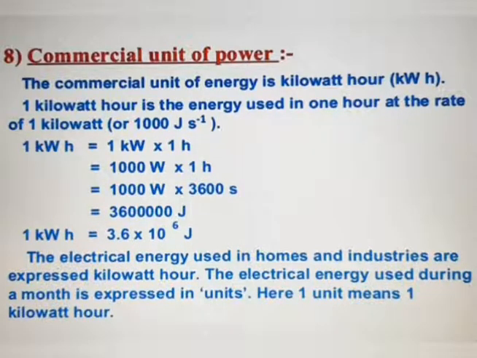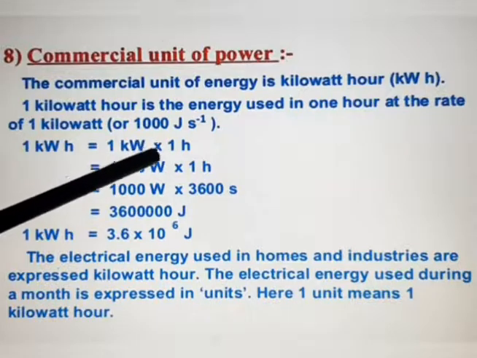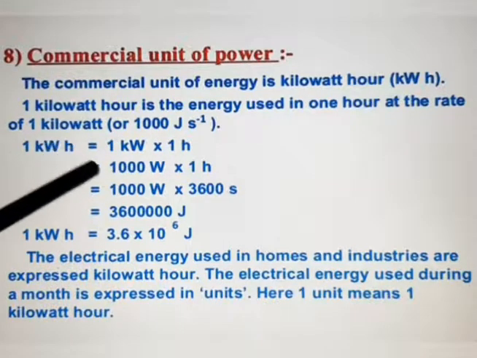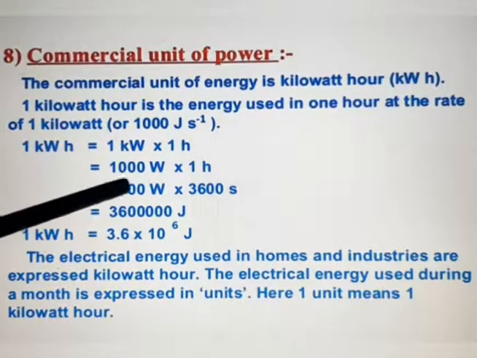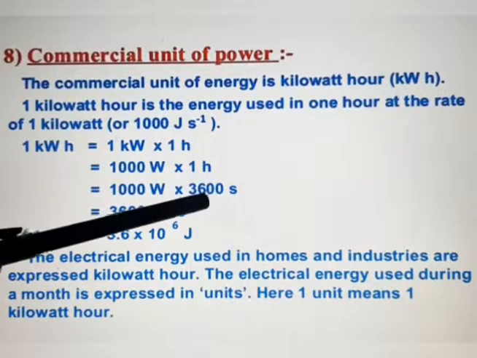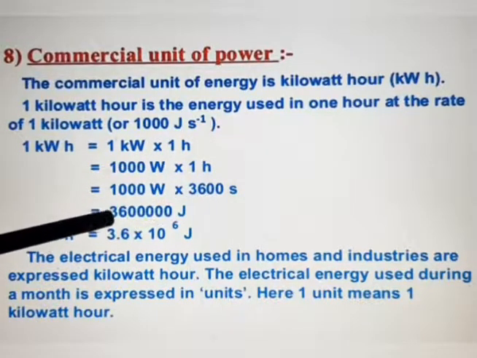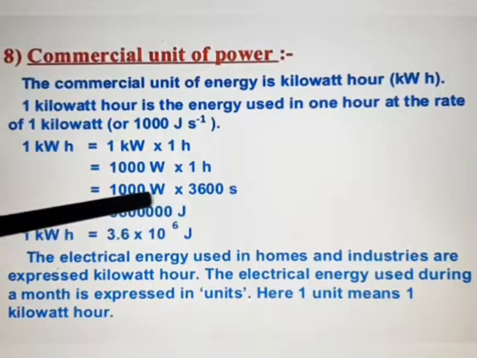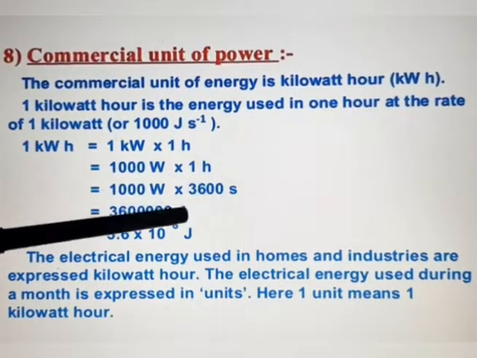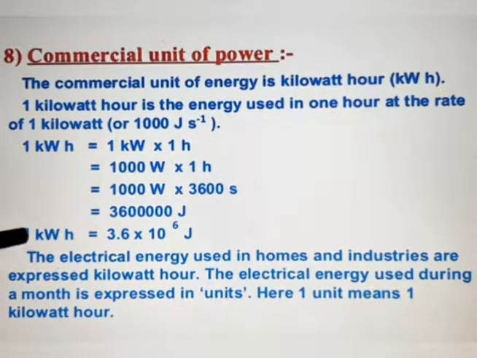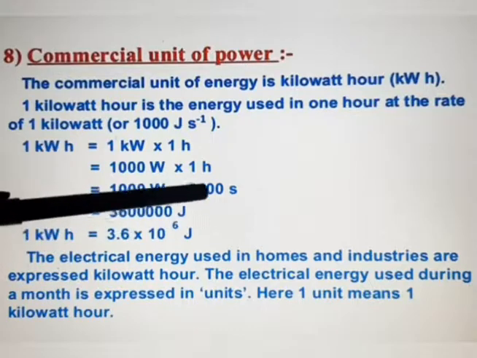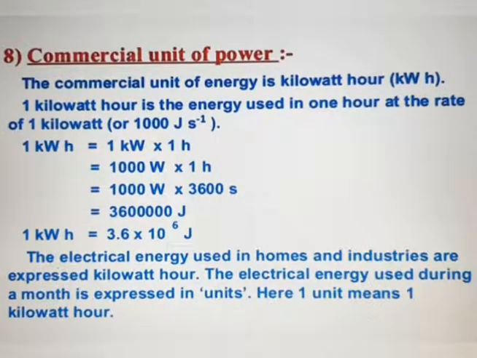Now let us convert 1 kilowatt hour into joule. 1 kilowatt hour can be written as 1 kilowatt into 1 hour. After that, we convert 1 kilowatt to watt and 1 hour to second, and we get 3600000 joule. We know that watt into second gives us joule. So 1 kilowatt hour equals 3.6 into 10 to the power 6 joule.